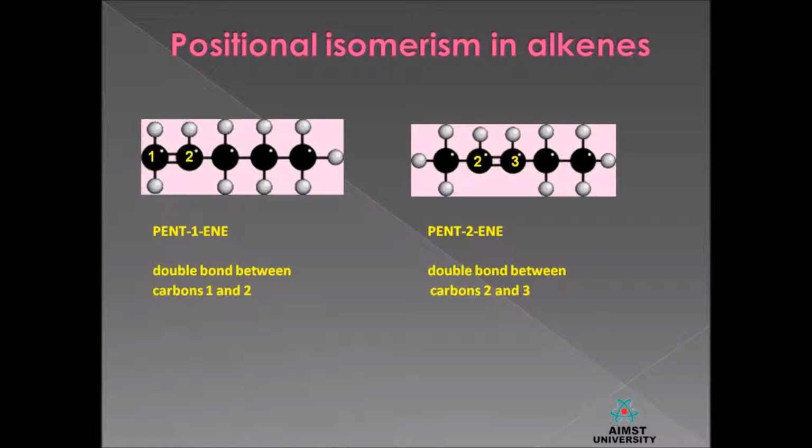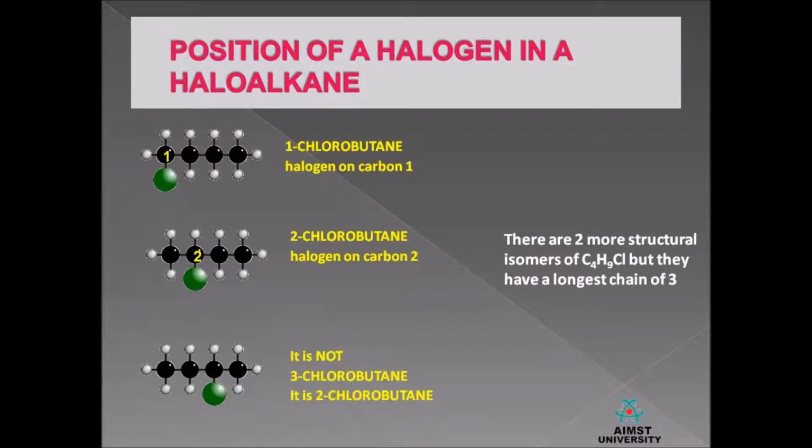The other example, on the right hand side: if you shift the double bond from the 1 and 2 positions to the 2 and 3 positions, you get another isomer. These two are the best examples for positional isomerism in alkenes. Now look at the example of haloalkanes showing positional isomerism. There are 3 examples given here: 1-chlorobutane, 2-chlorobutane and 3-chlorobutane, depending on the position of the carbon atom. 1-chlorobutane has a halogen attached to the first carbon atom.